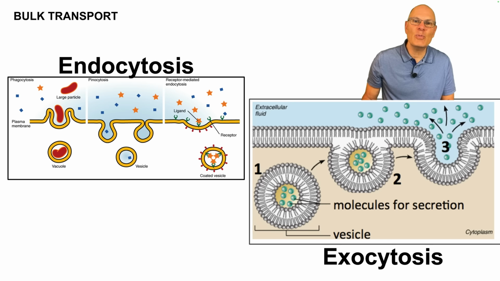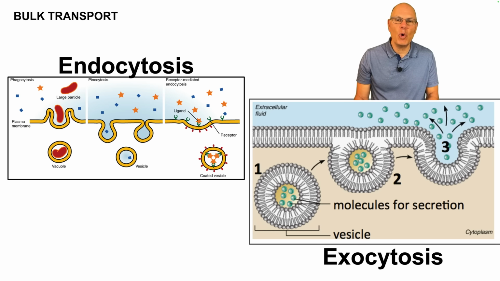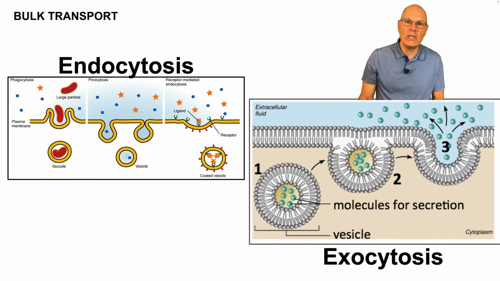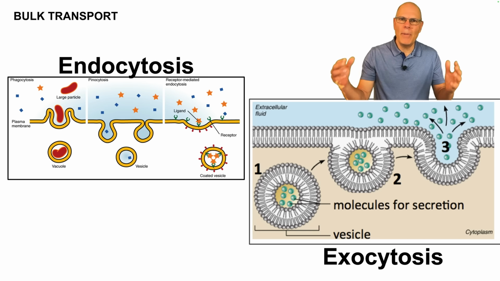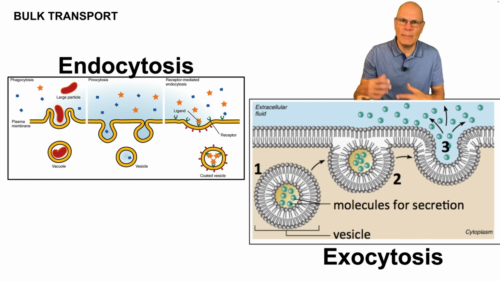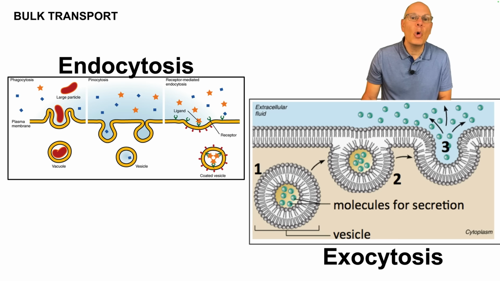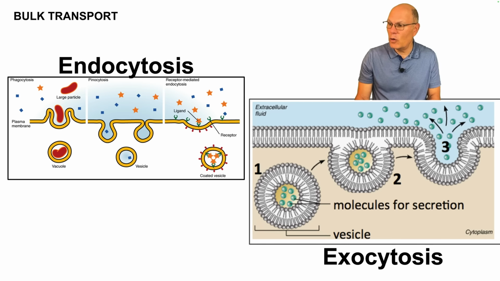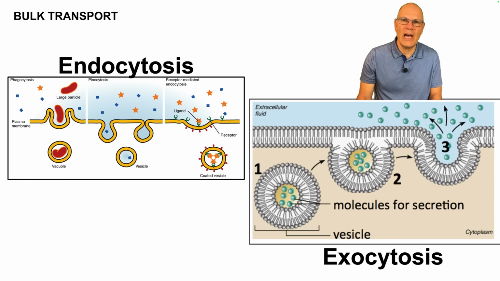You can also have things move into cells by bulk transport. The two forms are endocytosis, where the membrane buckles in, takes the fluid and materials that are outside and brings it into a vesicle inside the cell, or exocytosis, which is the reverse. Those vesicles fuse with the membrane, dumping their contents outside.